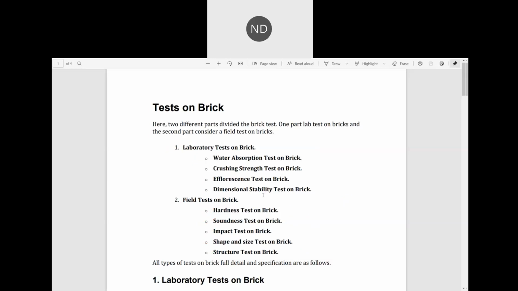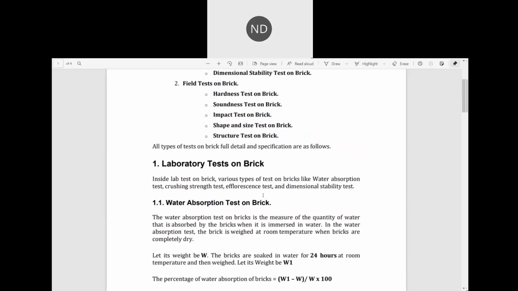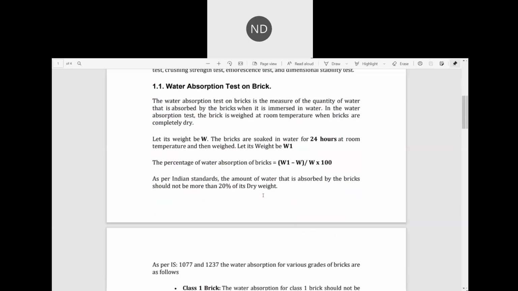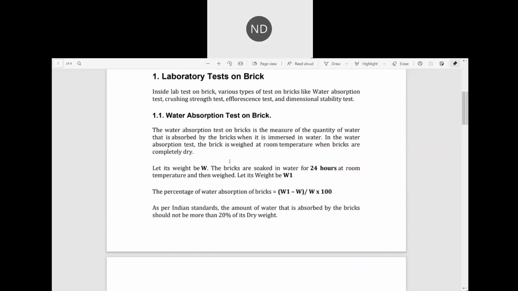So let us first of all discuss now the laboratory tests on the brick. First being the water absorption one. The first laboratory test on brick which we are going to talk about is your water absorption test on brick. Inside lab tests on brick, various types of tests like the water absorption test are done. So what is your water absorption test? Water absorption test on brick is the measure of the quantity of water that is absorbed by the bricks when it is immersed in water.